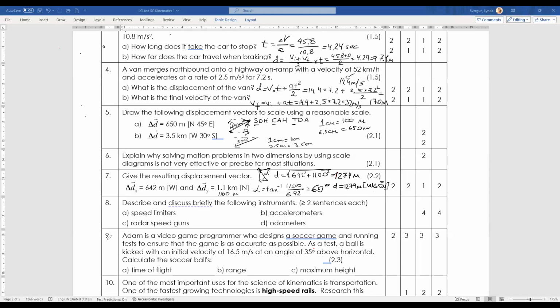It's important for technology. For us, we are trying calculations. Okay, number 9. You have velocity at the angle 35 degrees to horizontal, and find time of flight, range, maximum height. Okay. About projectile motion.